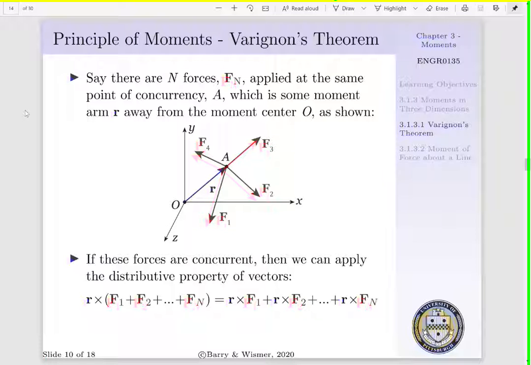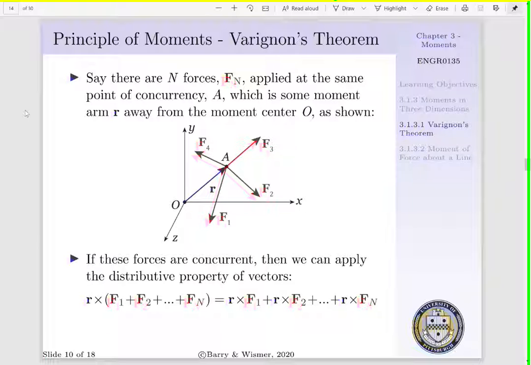Now, we must discuss an interesting application of moments in three dimensions, and this is Varignon's theorem. Say there are n forces, where n can be any integer, 1, 2, 3, etc., applied at the same point of concurrency A. A is the point of termination of our moment arm R, away from our moment center. This is shown in the figure below.